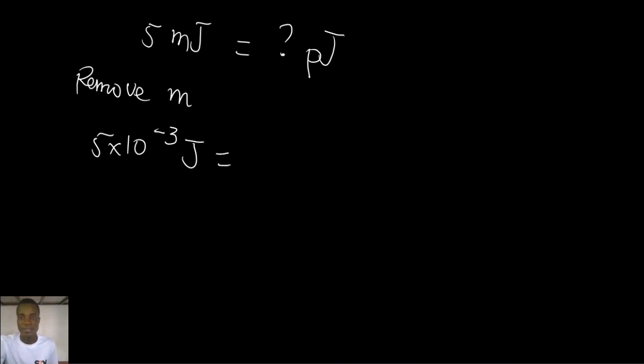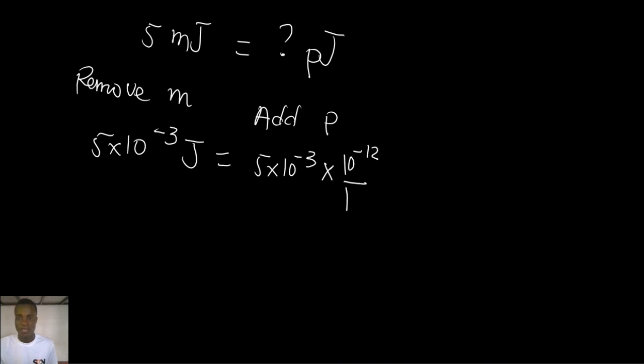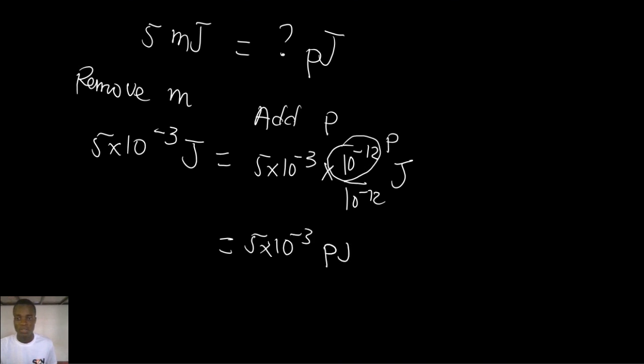So now we are going to add the pico. This is the number that we got from removing the m. Pico is 10 to the power -12, so we bring that ratio over 10 to the power -12, with joules attached to it. Then this one needs to be converted to its pico, because this is p. So you have 5 times 10 to the power -3 picojoules over 10 to the power -12.